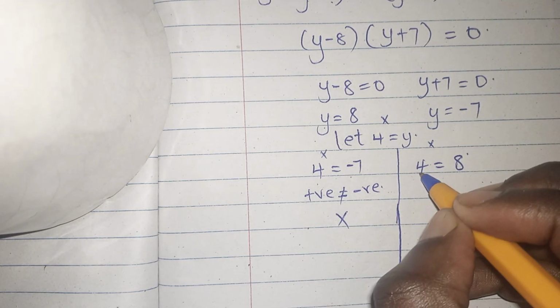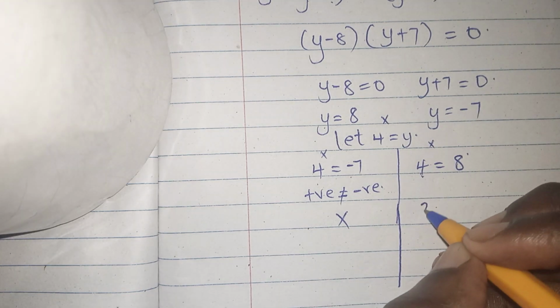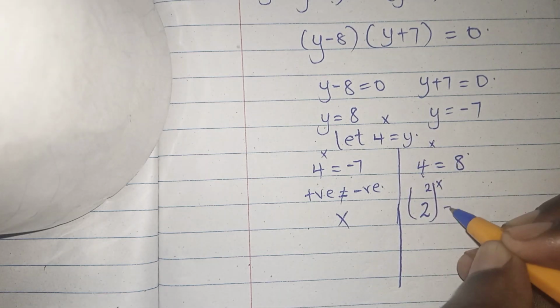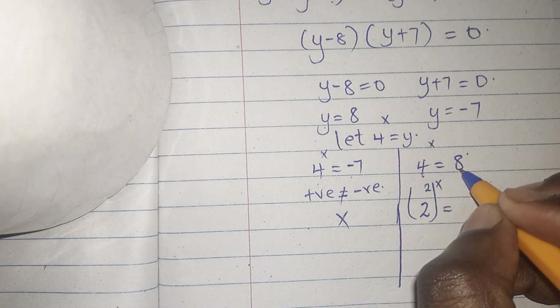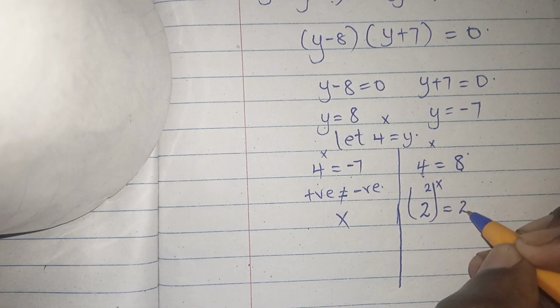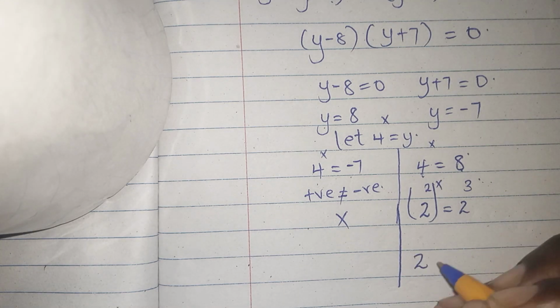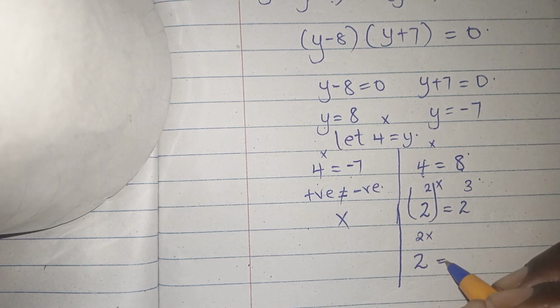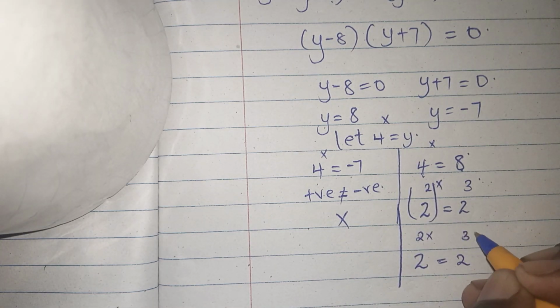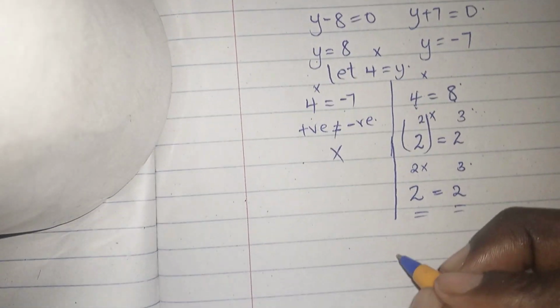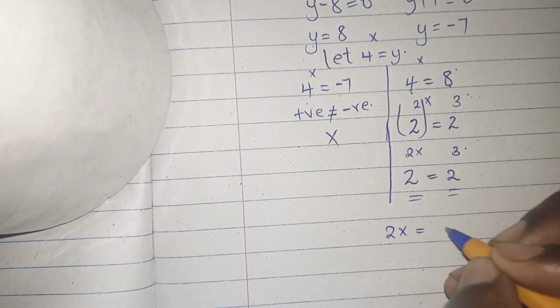4 we can write it to the base of 2. So 2 squared, all this to the power of x is equals to 8. We can write it to the base of 2. So this becomes 2 cubed. Okay, so 2 to the power of 2x is equals to 2 to the power of 3. Our bases are the same. We can equate our exponent. Therefore, 2x is equals to 3.